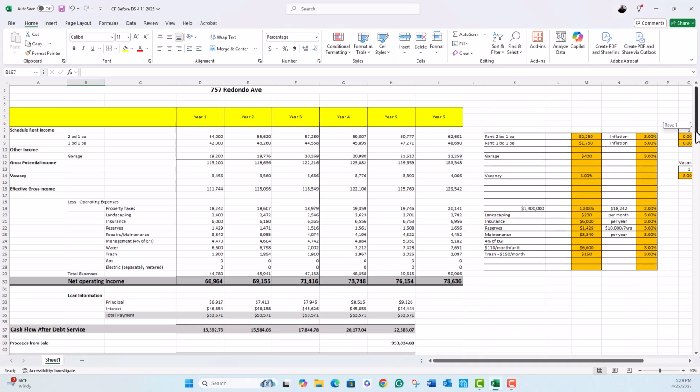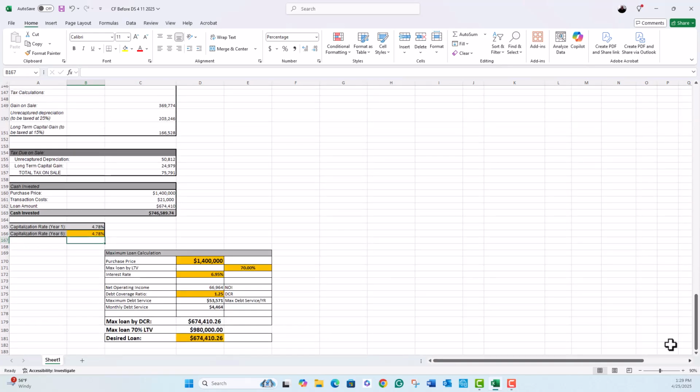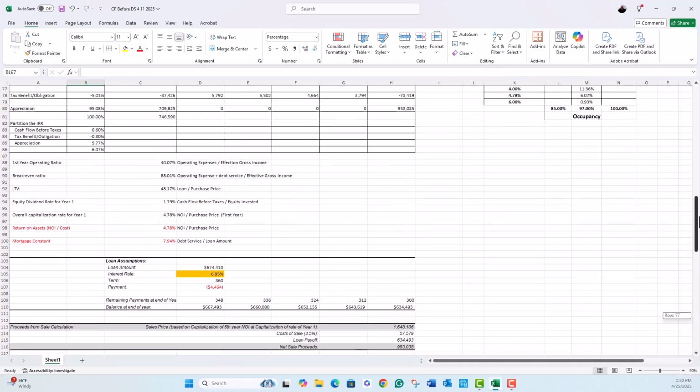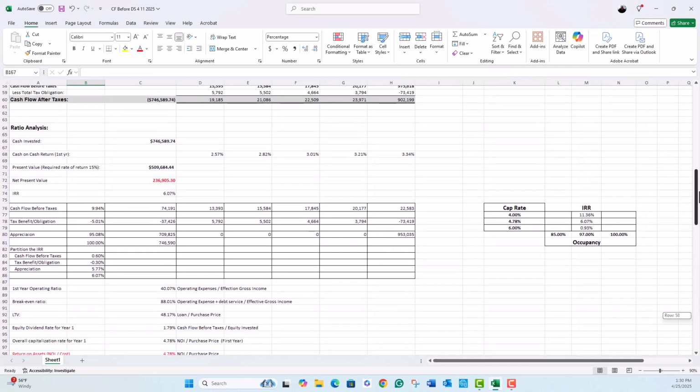I go down to, and the other big one is the cap rate that's used at the end of year 5. So when you sell the property, this will be the cap rate that will be used to convert the income at the end of year 5 into value when we sell it. Let's go up to the analysis section, and I'll show you what I've done.